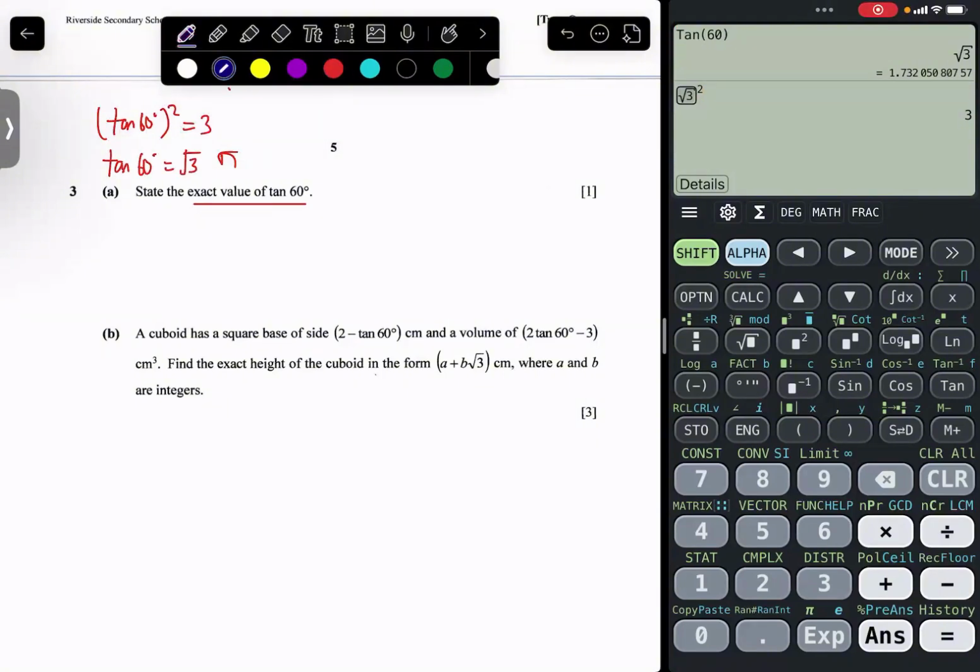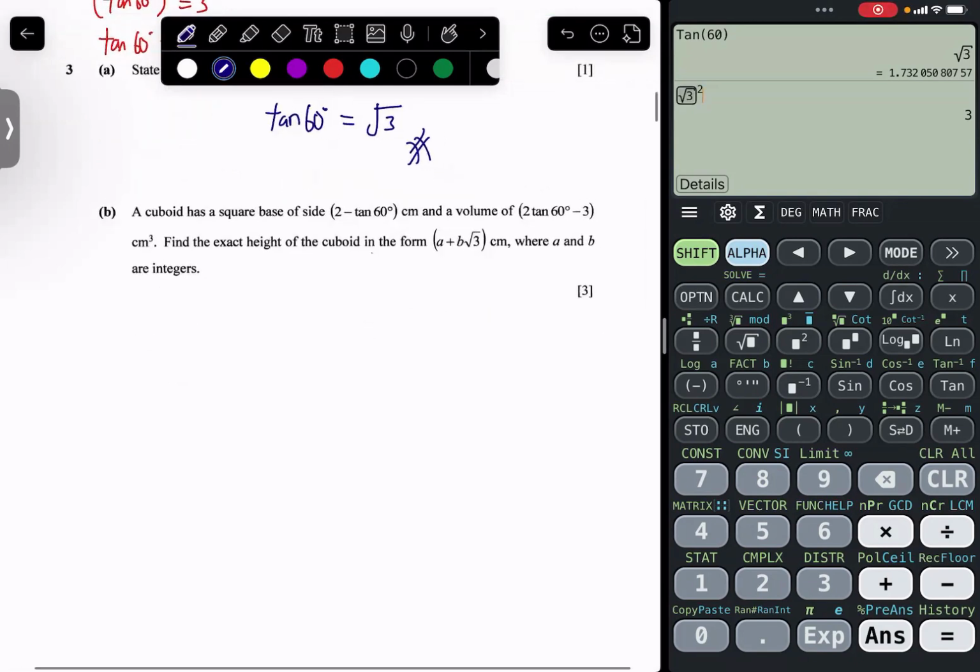Now, you don't need to show this working to your teacher. So the exact value of tangent 60, since you know your special angle, equals root 3. That's all. Now B: a cuboid has a square base of 2 minus tangent 60. You need to recognize the purpose of asking 3a before going into B: the square base, the length and the breadth, is 2 minus root 3. The volume is 2 root 3 minus 3.